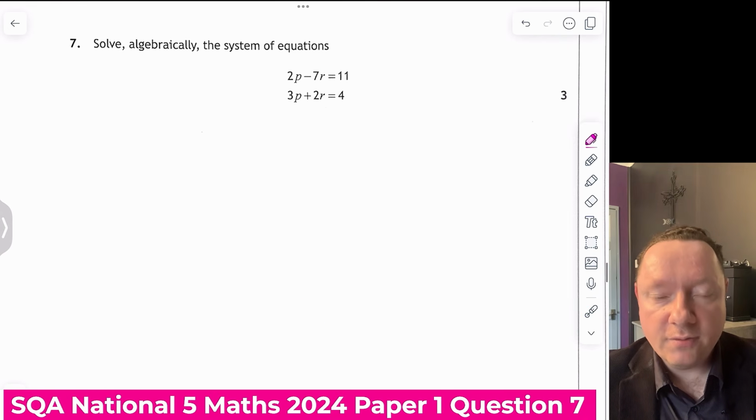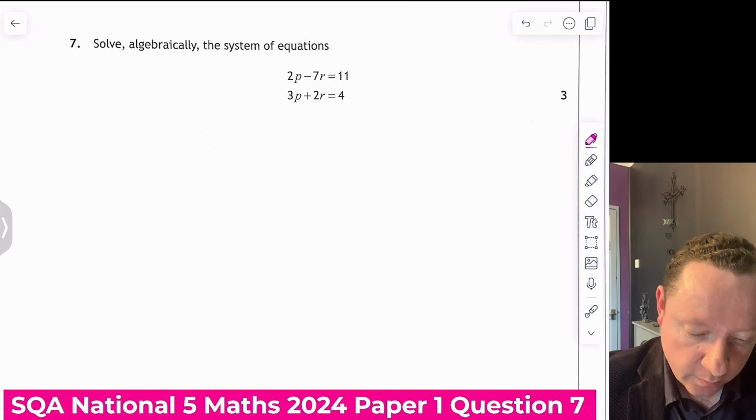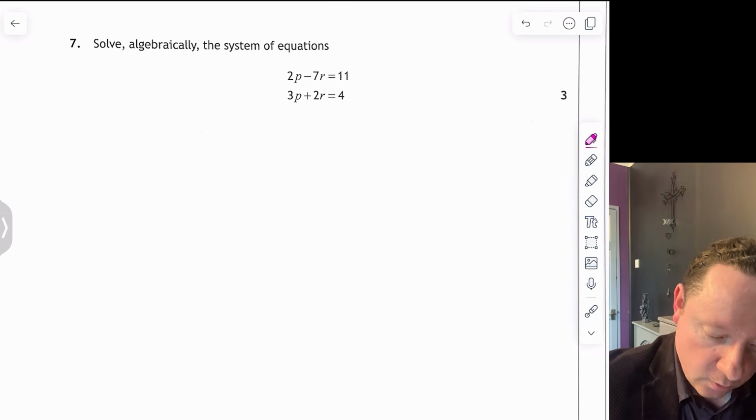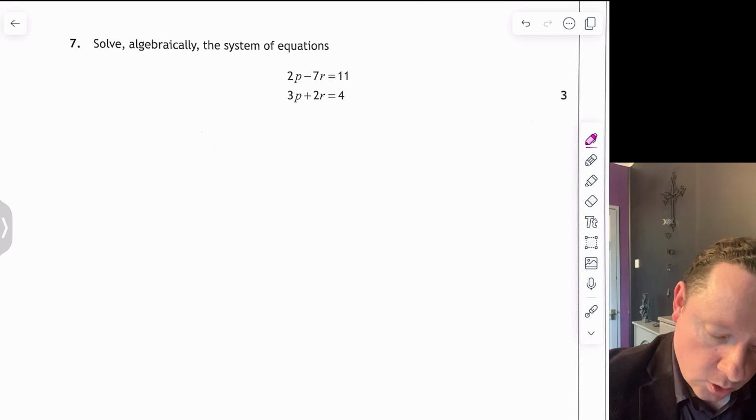SQA National 5 Maths 2024 Paper 1, Question 7. Solve algebraically a system of equations. So it's simultaneous equations with equations given. I always get rid of the second one, so that's what I'm going to do. But if you got rid of the first one, you should get the same answer. So you times this one by 2 to make 14r, and times this one by 7 to make 14r.